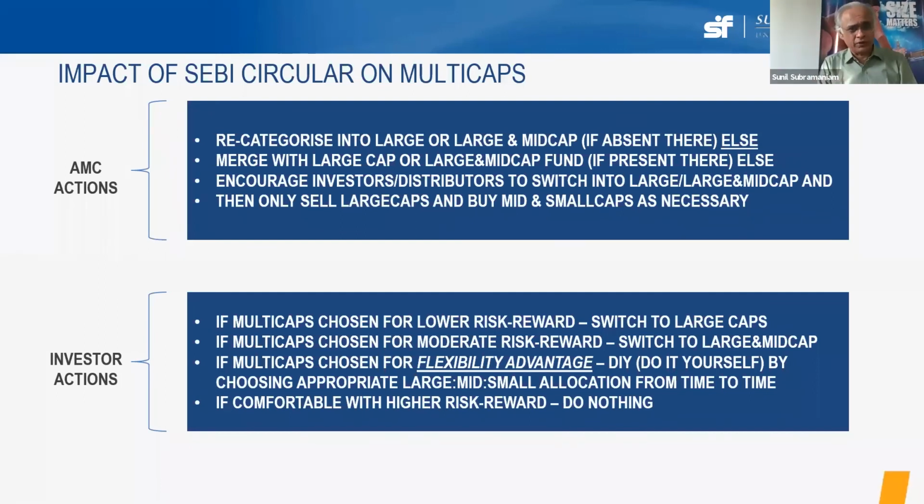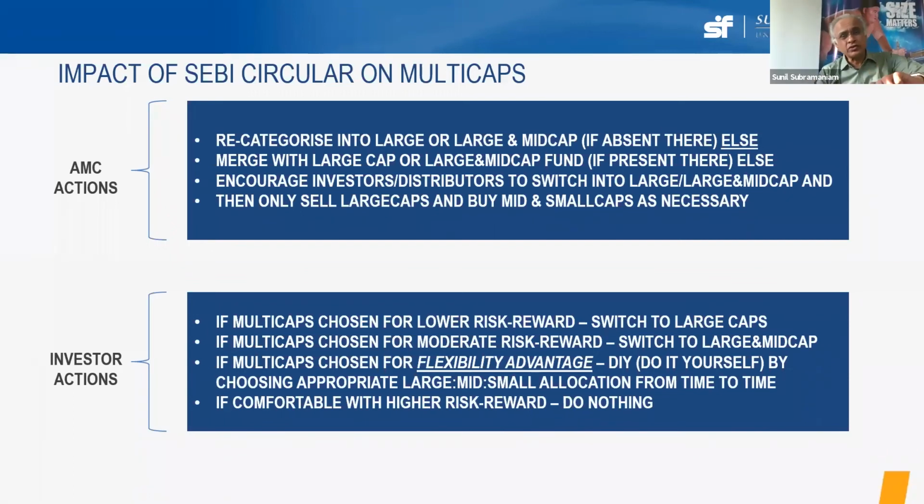What will the investors be doing? It depends on the investor's risk profile. If he chose it for low risk, low reward, because it's 70% large cap, then he will shift to large cap now. That's what he should do because he wants low risk. If he chose it for moderate risk, saying I'm comfortable with about 30% in mid and small cap, then there is a large and mid cap category, which is ideally suited because it has minimum 35% large cap and minimum 35% mid cap. So 65-35 is what it is likely to be. They will switch into that.